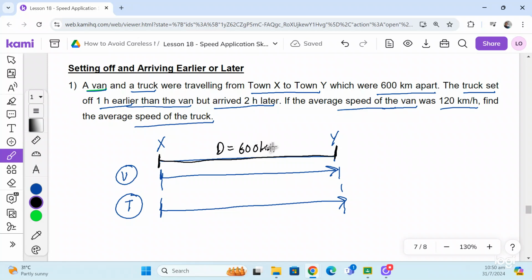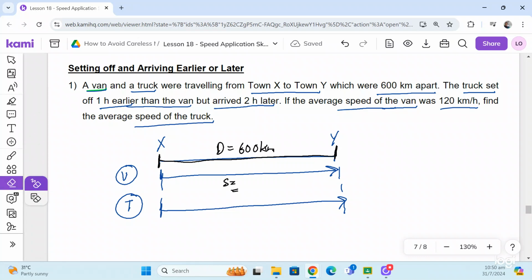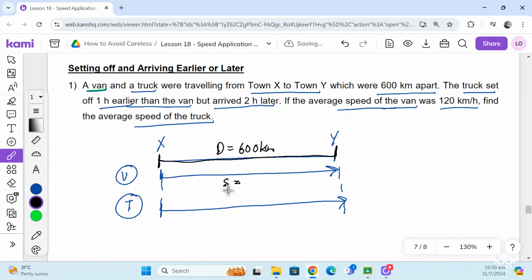What's the next step? The next step is to put the family. The van has one big part, so there is one big family: speed, distance, and time. In the family there are 3 values: speed, distance, and time. And for the truck, there's also one big part, and the truck also has a family. Every part of the journey has a family. If there are 2 parts of the journey, there'll be 2 families.